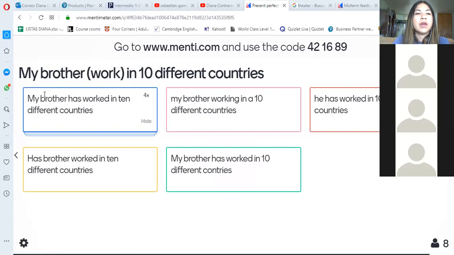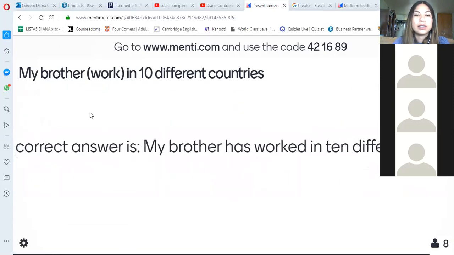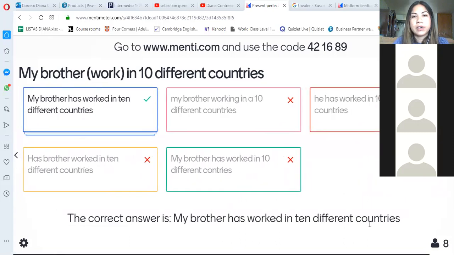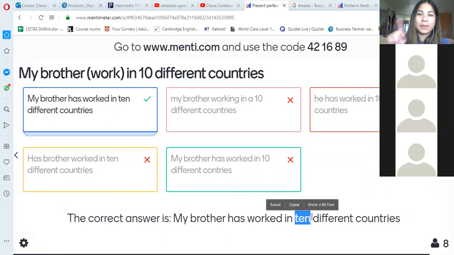Okay. My brother, let's see. My brother has worked in 10 different countries. Yes, my mistake was that I wrote 10 with letter and not with the number 10. Sorry. But this is correct. My brother has worked in 10 different countries. You have auxiliary has because it's he. Third person, he has. And past participle.